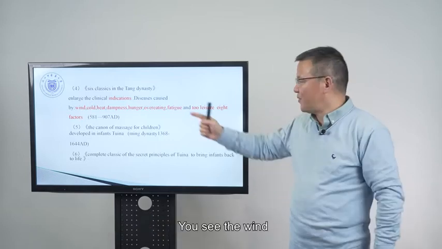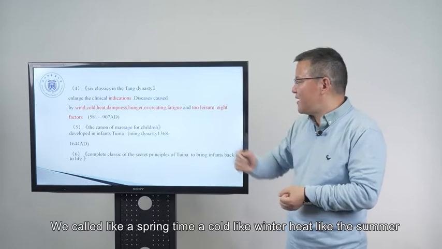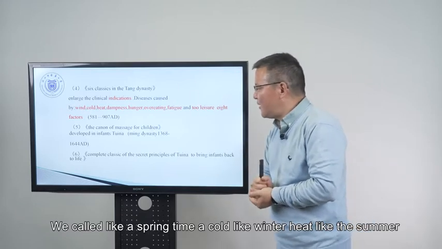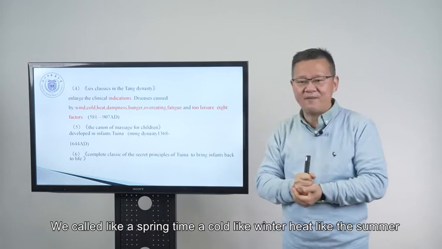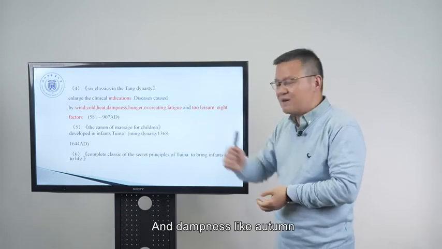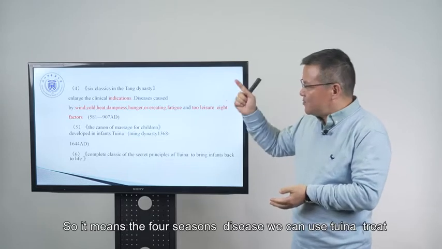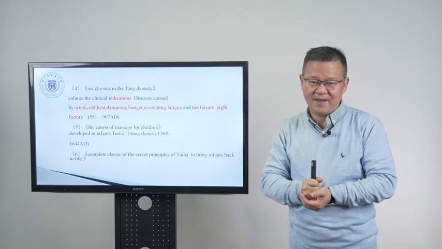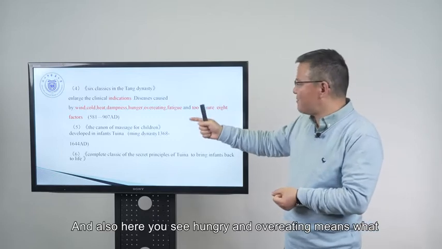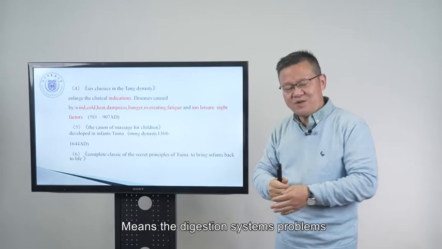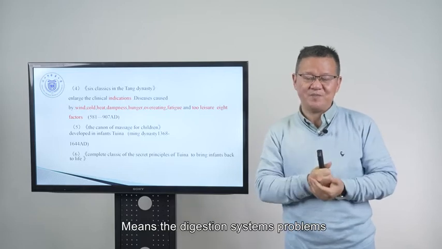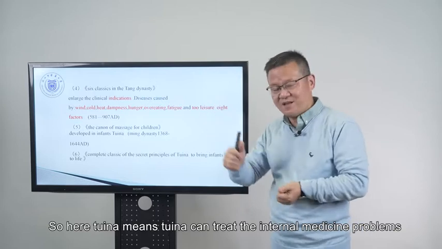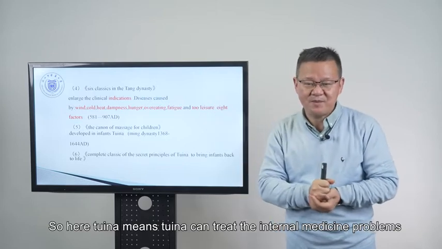You see, wind is like springtime, cold like winter, heat like summer, and dampness like autumn. So it means diseases of the 4 seasons can be treated with Tuina. And here, hunger and overeating mean problems of your digestive system. So this means Tuina can treat internal medicine problems.